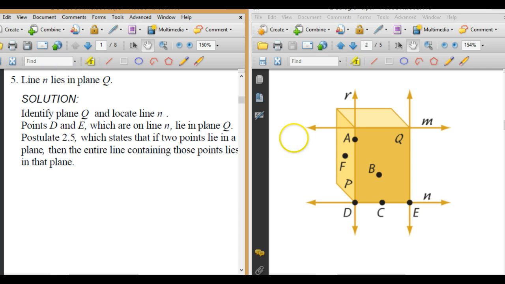So we need a postulate that shows that this line will lie in this plane, since we know these 2 points lie in this plane. And that would be postulate 2.5, which states that if 2 points lie in a plane, then the entire line containing those points lies in that plane.